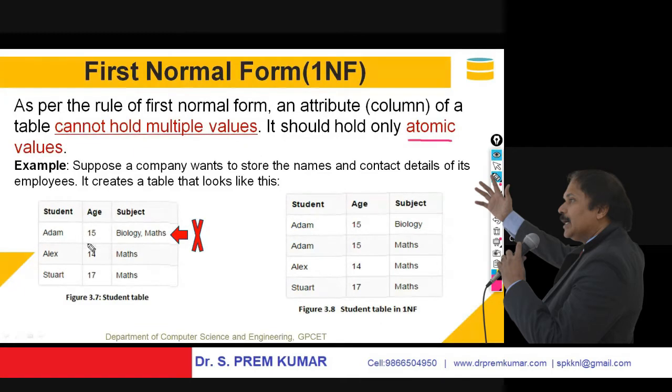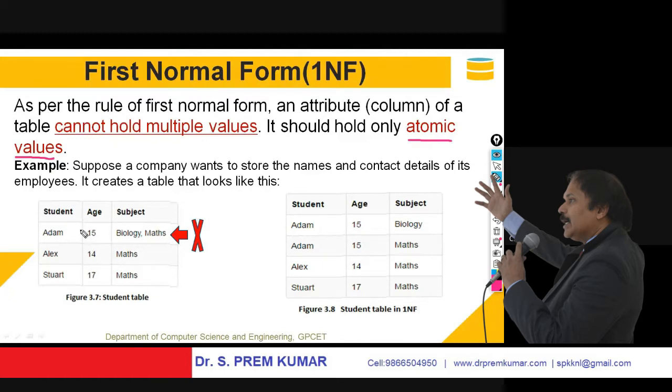The row and column intersection can have only a single value but not multiple values. You observe here, it should hold only atomic values, which means only one value, a single value. Atomic means single. It should hold only a single value.